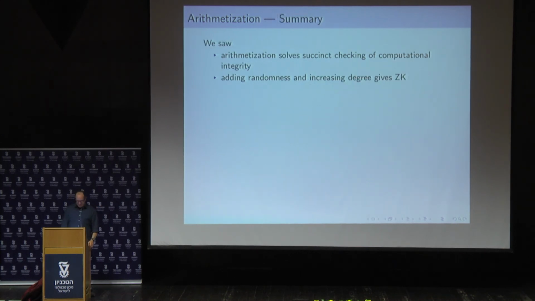So this is the summary. We saw that arithmetization, taking statements about computation and extending them using low-degree polynomials, gives you a way to succinctly check arbitrary statements about computation. And if you allow the prover a little bit of randomness and a little bit of extra degree in the polynomial, you even get zero knowledge. And you actually get the strongest form of zero knowledge that's called perfect zero knowledge, which means that what Alice ends up seeing are completely uniformly random numbers.